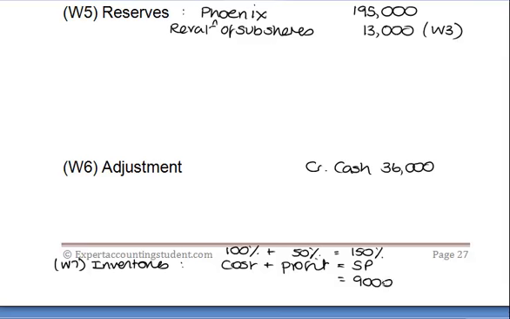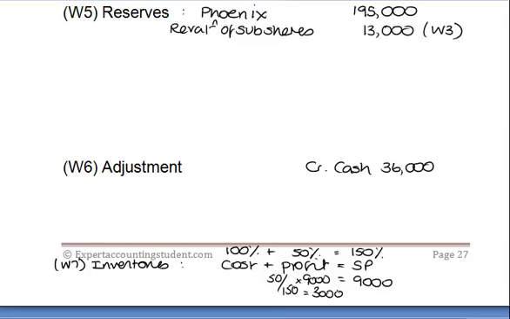So the sales price of those was 9 million. The profit is therefore going to be 50/150ths times 9 million. So that works out as 3 million. So our intragroup profit is 3 million. What do we do with that? Well, we're saying that inventories are overvalued as far as the group is concerned by 3 million.